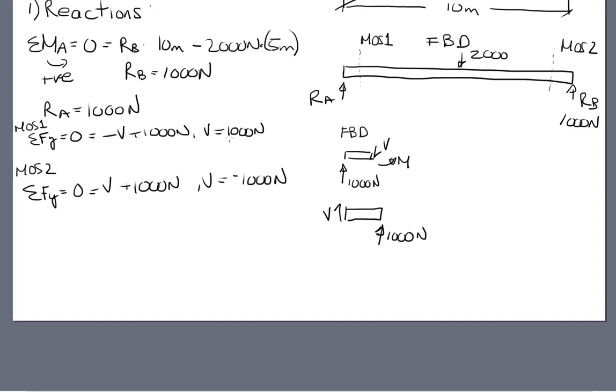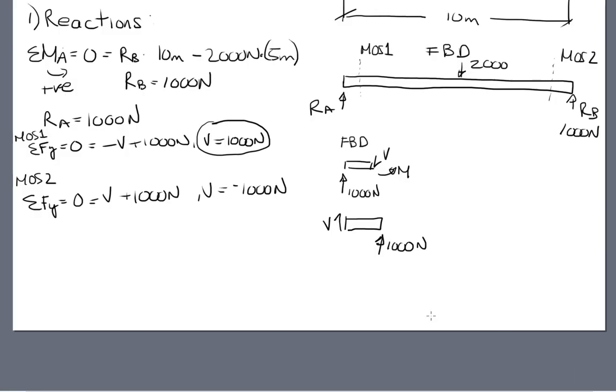So your shear diagram will have a shear value of 1,000 going over here. That's this value right here. And then once you hit the 2,000, it flips to negative 1,000. So it's a pretty simple shear and bending moment diagram. Now what I'm going to do is turn off this layer, turn on this layer, make it active. I'm going to go back up here and let's start our shear and bending moment.